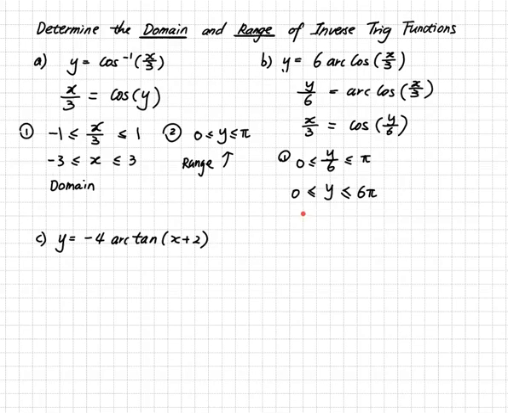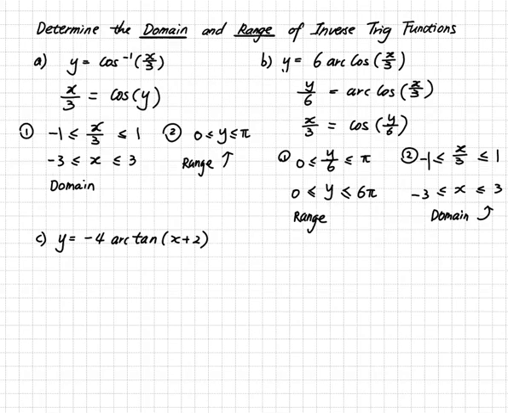So because this is y, this is the range for the original function. Now let's have a look at the domain, which is x on 3 altogether. So x on 3, this whole thing must be between -1 and 1. We want to know what x is, we times by 3 on both sides, so that's between 3 and -3, and this is the domain.